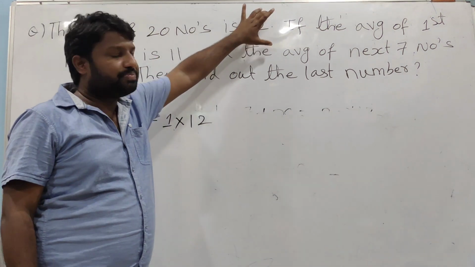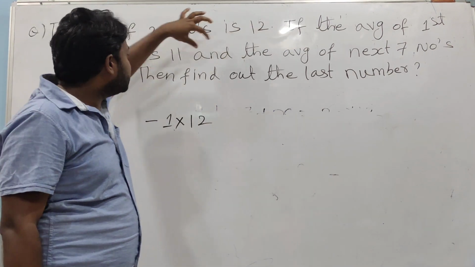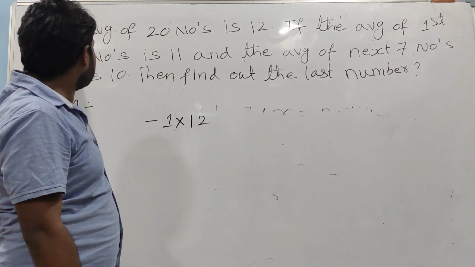Total average 12, first 12 numbers average is 11. So how much is it less from the total average? It is less by 1, for how many numbers? 12 numbers.